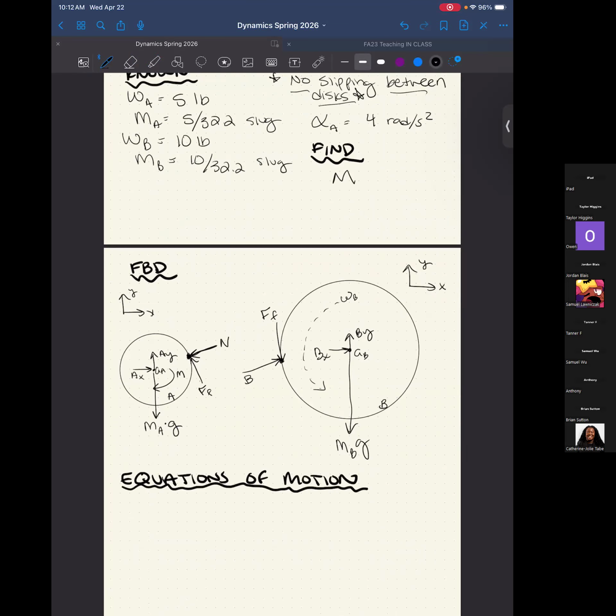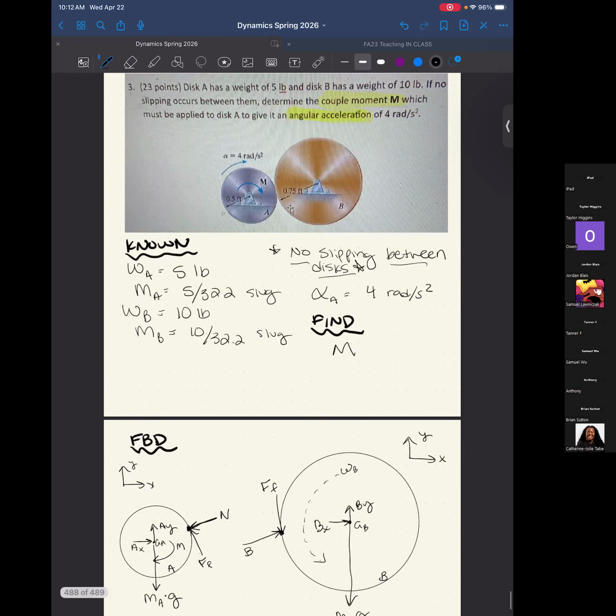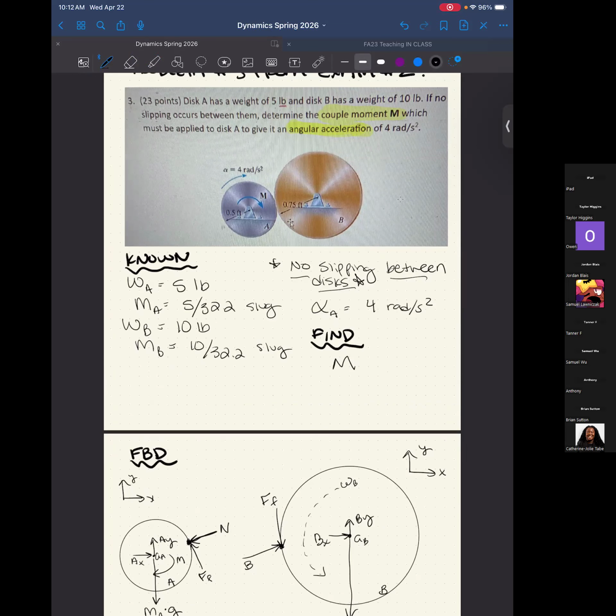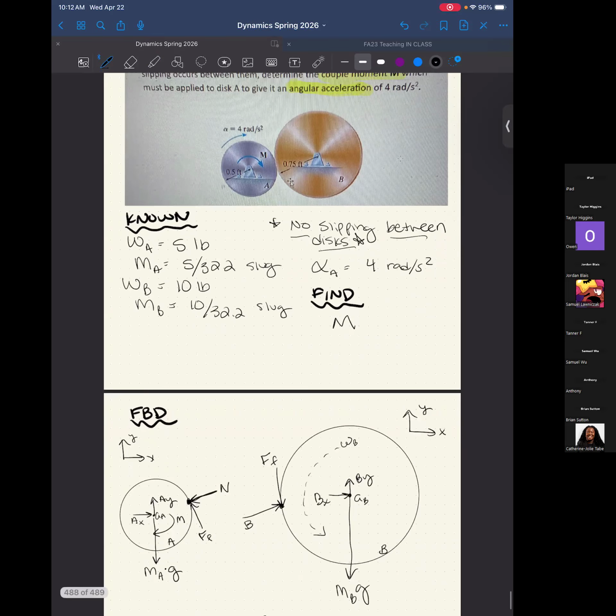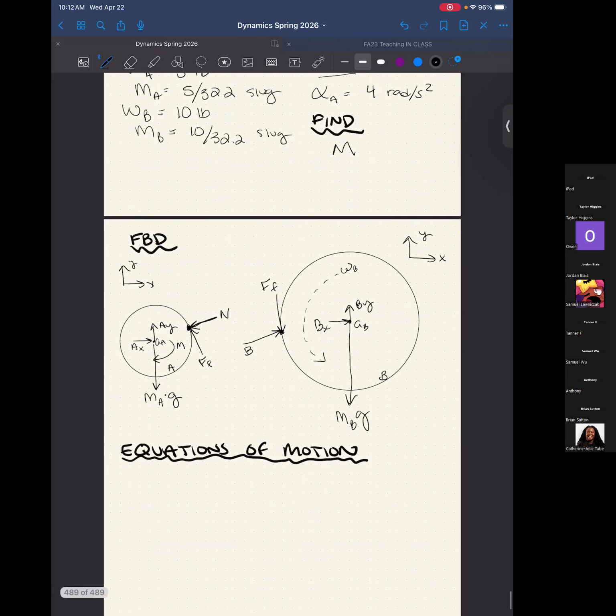Because it's asking about all of this angular stuff, my first thought is, I wonder if I can get away with just my sum of moments equations. It's not asking about a force, and it's not asking about a linear acceleration. It's asking about angular things, and all the angular things show up in the sum of moments equation. So I'm going to first try to write sum of moments about the center point for A, sum of moments about the center point for B.